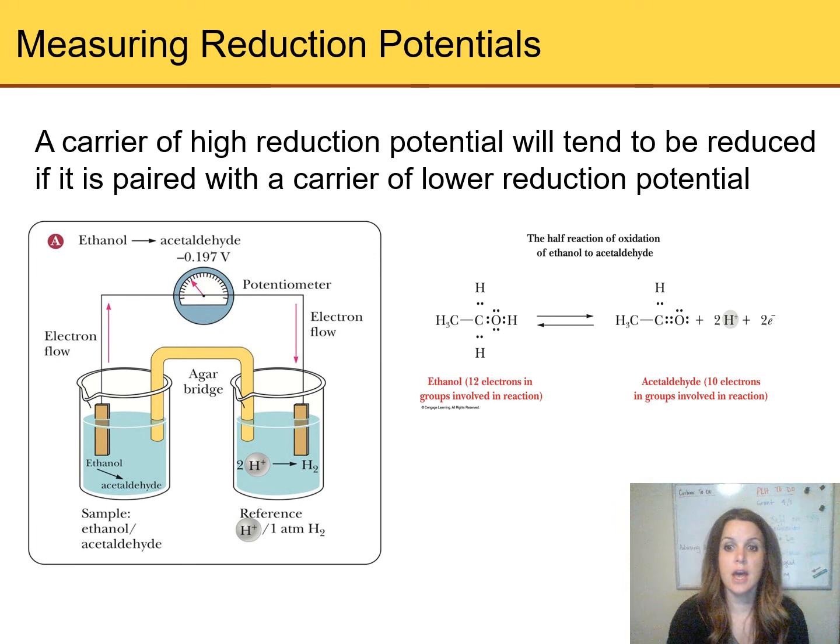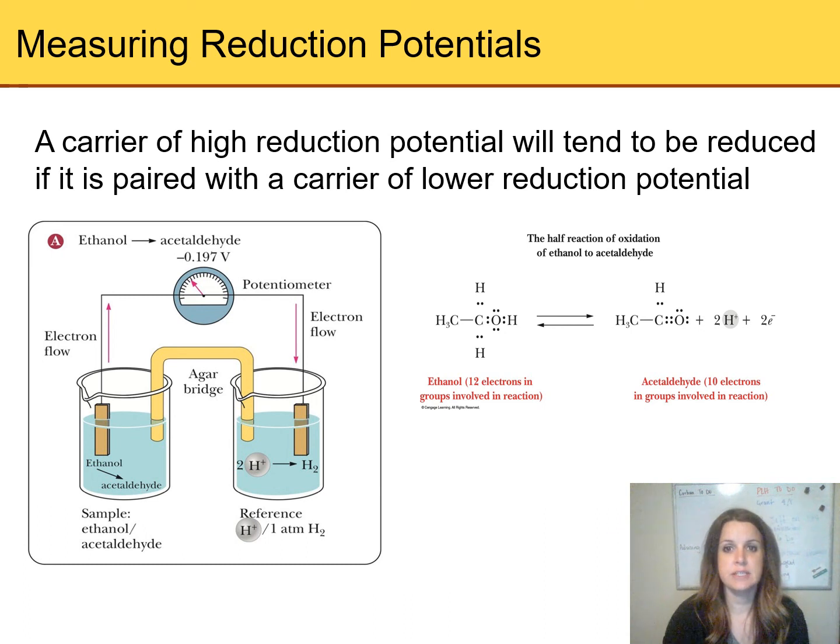A carrier with a high redox potential is going to be reduced if it's paired with a carrier of a lower redox potential. So how do you measure redox potential? In this figure, we see an experimental apparatus used to measure standard redox potentials for coupled carriers. So the reference point is in the half cell on the right, where hydrogen ion is in an aqueous solution in equilibrium with hydrogen gas. Reduction of hydrogen ion to hydrogen gas is considered to have a voltage of 0. So that's our reference point.